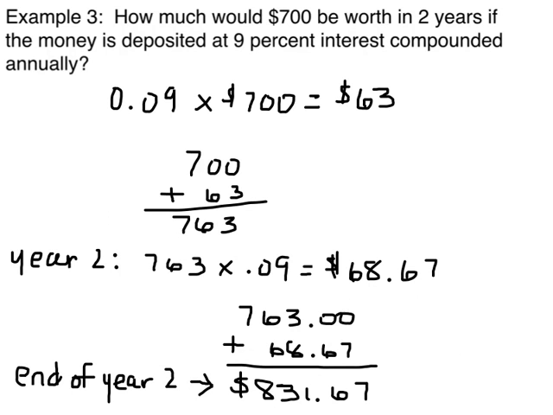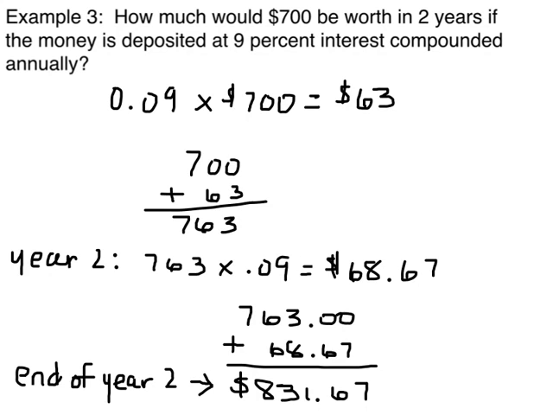Okay, example 3 says, how much would $700 be worth in 2 years if the money is deposited at a 9% interest compounded annually? So this is compound interest. So the first year is no different than simple interest. It's 9% of $700, which is $63. They add that $63 to the $700. So at the end of the first year, they have $763.